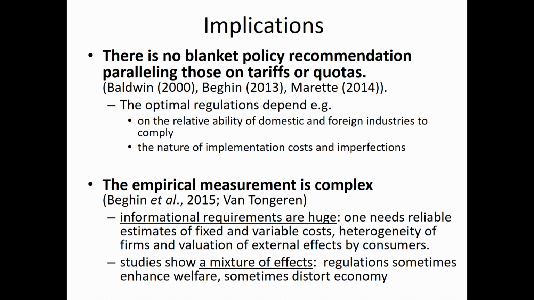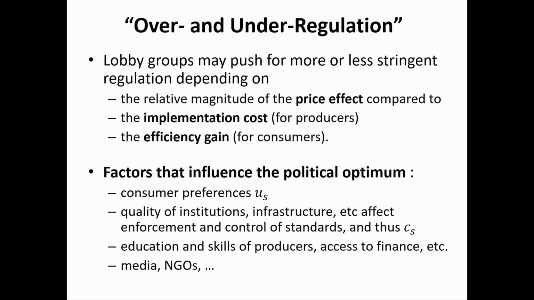And so there's really good work done by people like John Beghin, Stefan Marette, Frank van Tongeren, etc. They essentially have said that conceptually these things are complicated, and empirically they're very complicated because you need all kinds of data measurements to actually identify the social optimum. If you then look at the politics, then it gets even more complicated because lobby groups obviously are going to try to push the regulation in the way that affects their rent distribution towards themselves. And so the factors that influence both the political and the social optimum have also to do with education, skills of producers, access to finance, quality of institutions, infrastructure, etc.